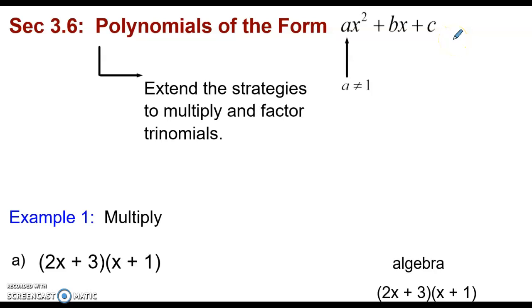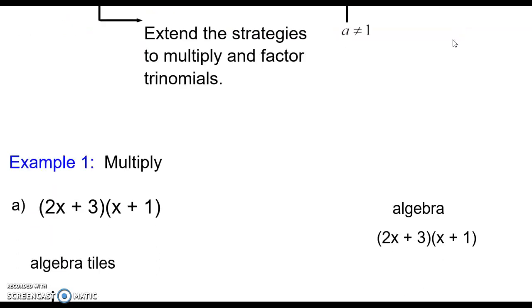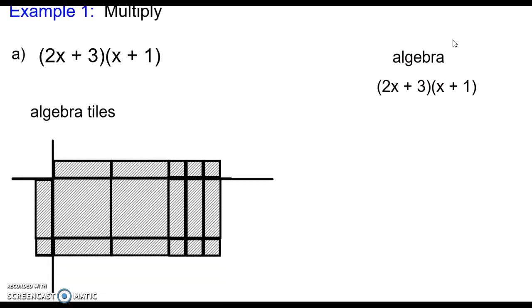So this is section 3.6, polynomials in the form ax squared plus bx plus c. A is not equal to 1 like it was in the previous section, so we're going to extend our strategies to multiply and factor trinomials. So looking at example 1, we're going to multiply 2x plus 3 times x plus 1. We have 2x plus 3 times x plus 1.